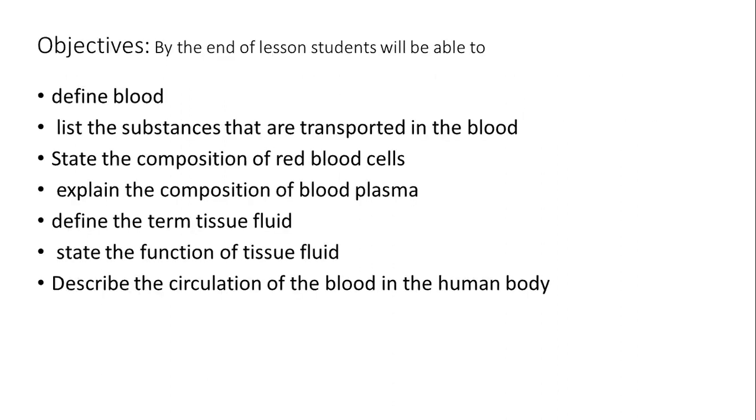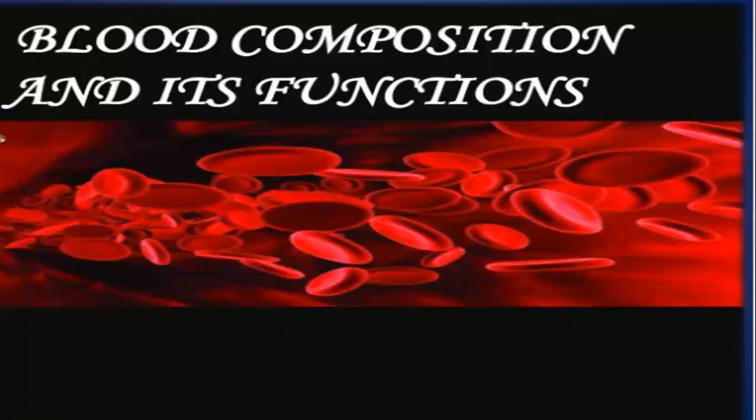So the objectives of the current lecture are, by the end of the lesson, students will be able to define blood, list the substances that are transported in the blood, state the composition of red blood cells, explain the composition of blood plasma, define the term tissue fluid, state the function of tissue fluid, describe the circulation of blood in the human body. So we're going to start with blood composition.